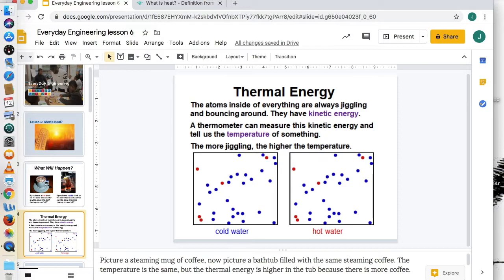So if you see this with cold water right here, and then with hot water. For a more visual approach, you can picture a steaming mug of coffee. Now picture a bathtub filled with the same steaming coffee. The temperature is the same, but the thermal energy is higher in the tub because there is more coffee.